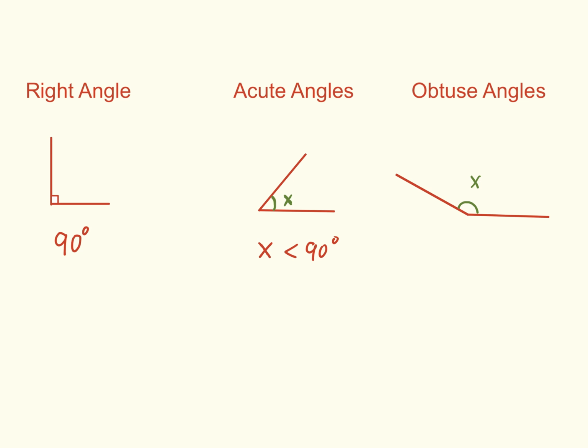The third type is an obtuse angle. In this case, X is going to be larger than 90. Okay, so once again, a right angle is equal to 90. Acute angles are less than 90 degrees, and an obtuse angle is going to be larger than 90 degrees. That includes 180, 270, 360.